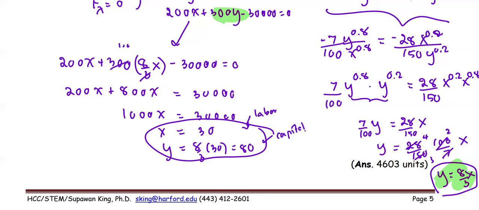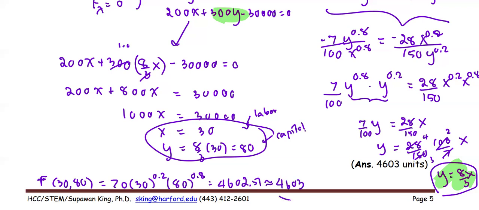And we look for the optimized function value. That is the function f at (30, 80), or 70 multiplied by 30 to the power 0.2 multiplied by 80 to the power 0.8. And it is 4602.51. And we round to the nearest whole number, so it is going to be $4,603.